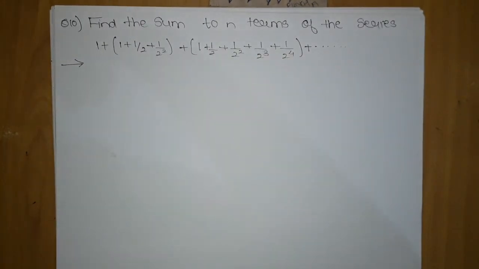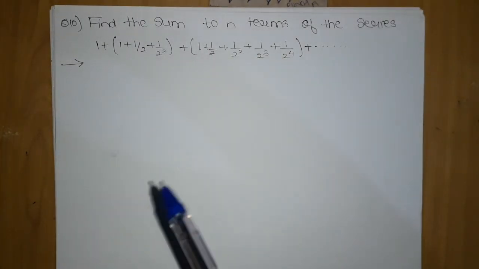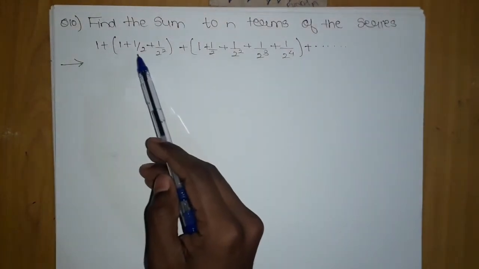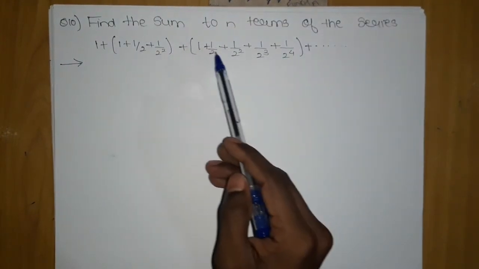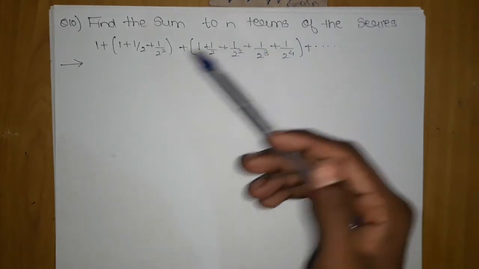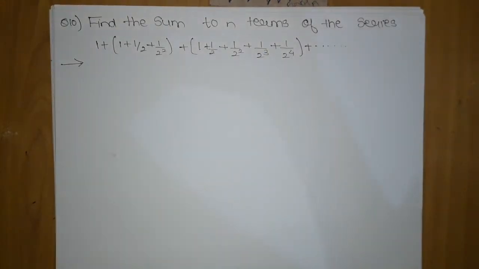If you remember, there was one question which was 1 plus 1 by 2 plus 2 square, and in the next, 1 plus 2 plus 2 plus 2 cube. The difference in this question is 1 plus 1 plus 1 by 2 plus 1 by 2 square, and 1 plus 2 square. This term repeats, and then two more terms are added. So here the TN technique fails. That is why we are not going to do it by the TN technique.